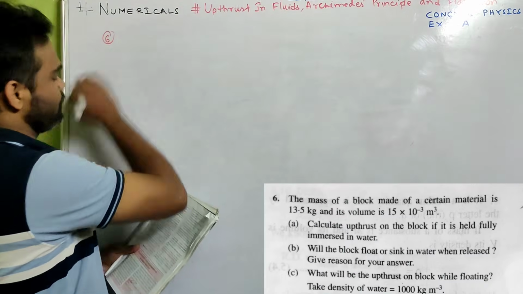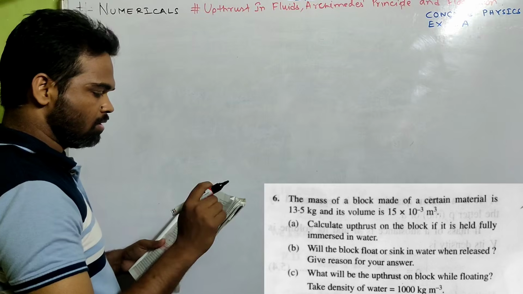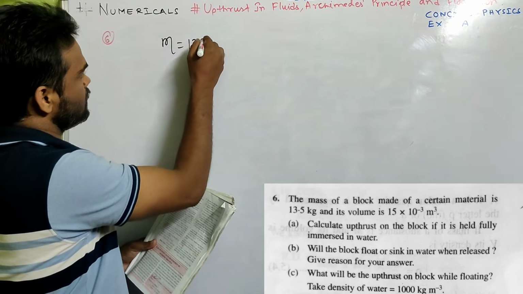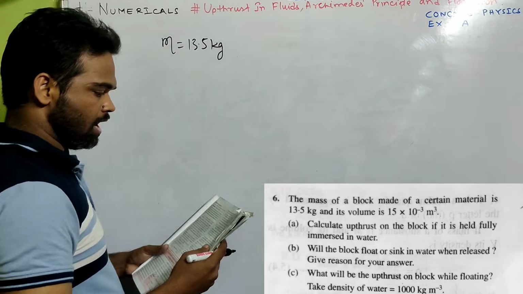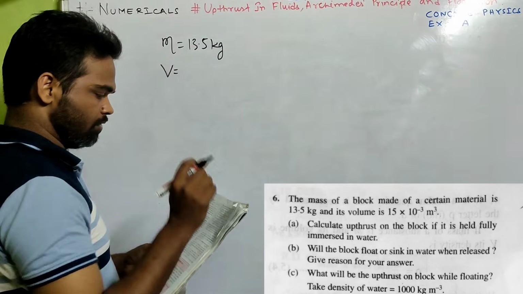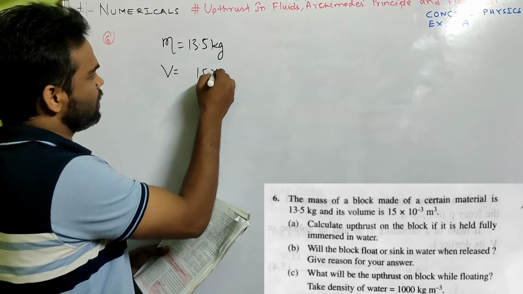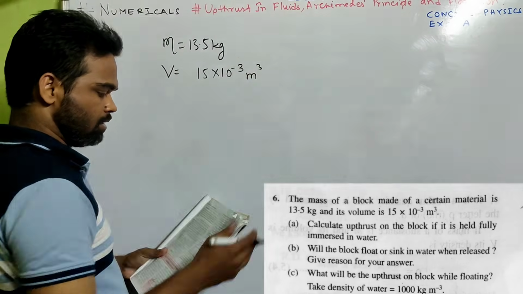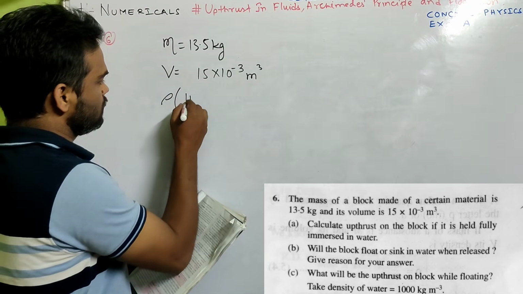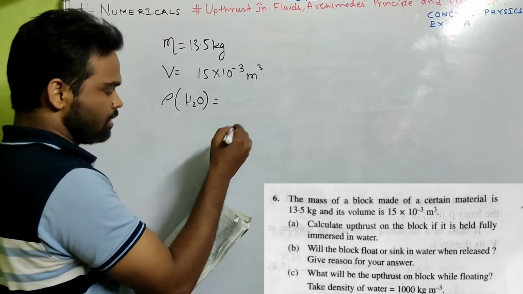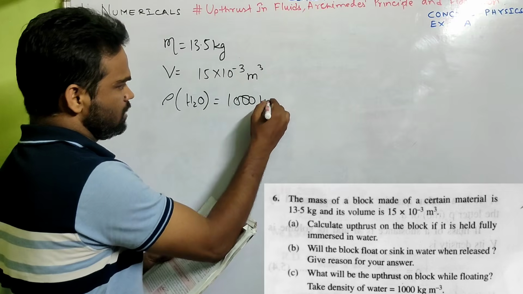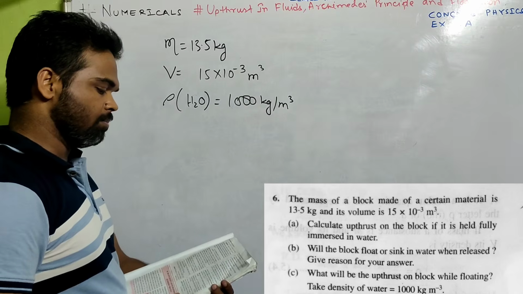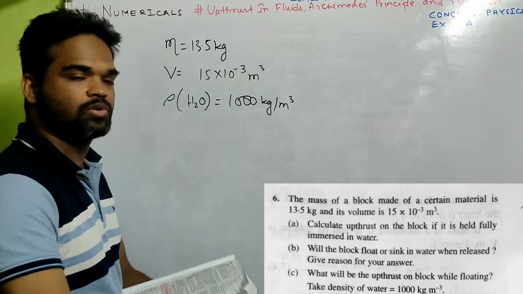Now look at number 6. What are they told? The mass of a block made of a certain material is 13.5 kg. Okay? And the volume of the block is 15 multiplied by 10 to the power minus 3 meter cube. And they have given the density of water in which it is kept as 1000 kg per meter cube. What they are asking? Calculate the upthrust on the block if it is held fully immersed in water.